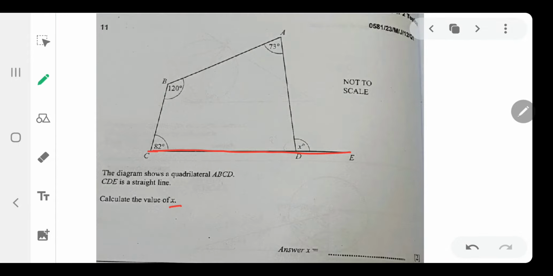So, how do we find the value of x here? To find the value of x, we must know what this angle will be, because in a quadrilateral the sum of all angles is equal to 360 degrees. So, first we have to find this angle. If we call it y, what will be the value of y? So, y becomes 360 degrees minus 120 degrees minus 82 degrees minus 73 degrees.